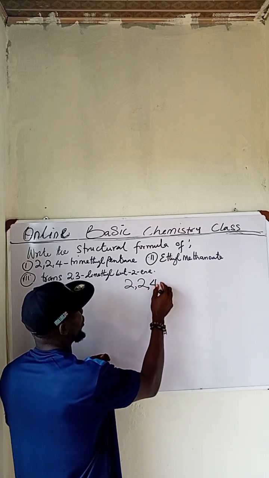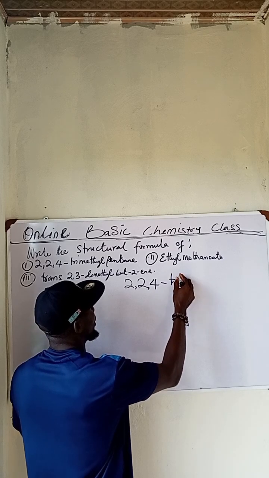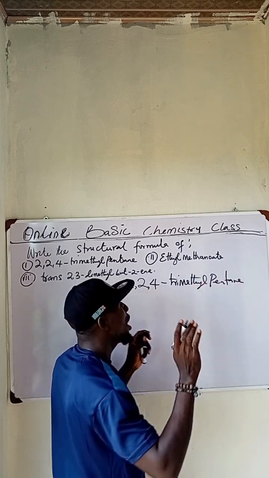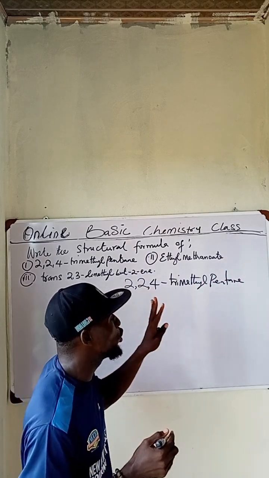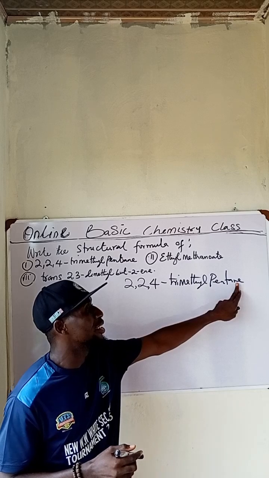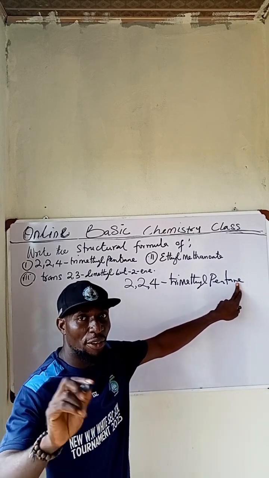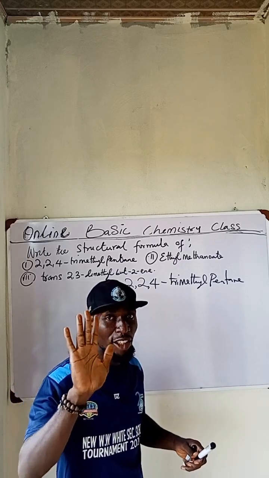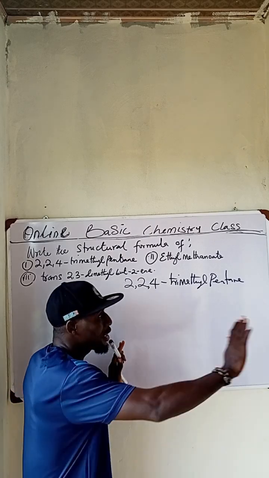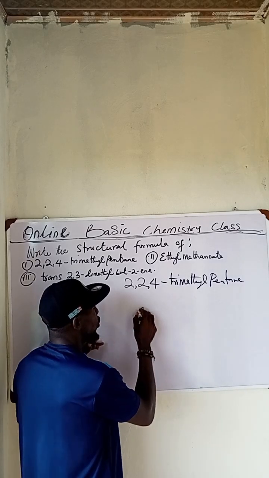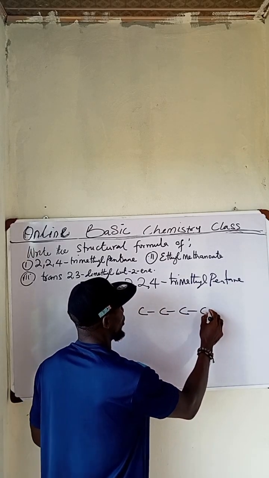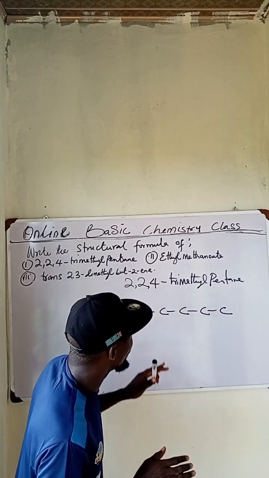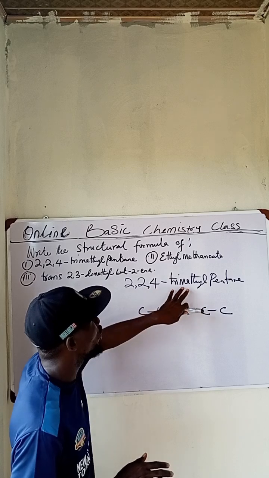The first one is 2,2,4-trimethylpentane. Very simple. The first thing you do is look at the root compound. It is a saturated hydrocarbon, which means they all have single bonds. Pentane: pent means five carbons. So first, with single bonds, 1, 2, 3, 4, 5. Is that clear? Good.